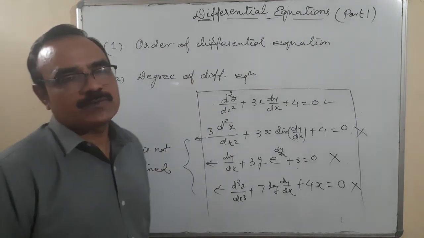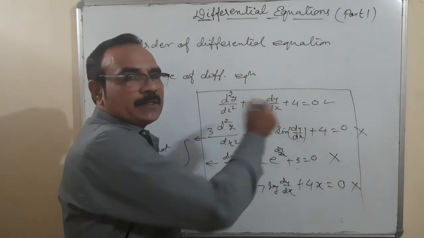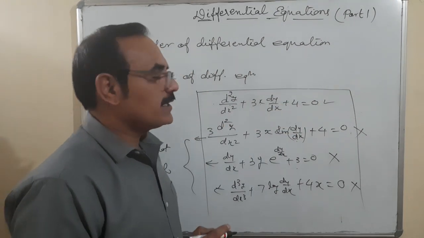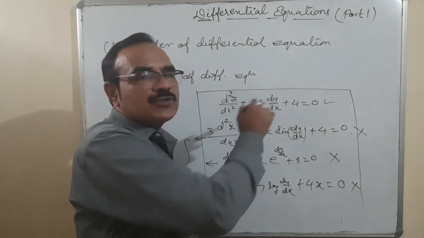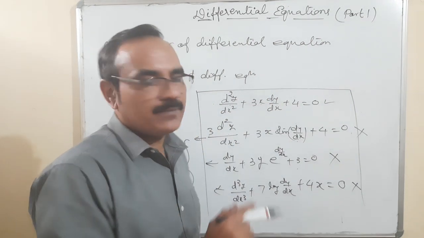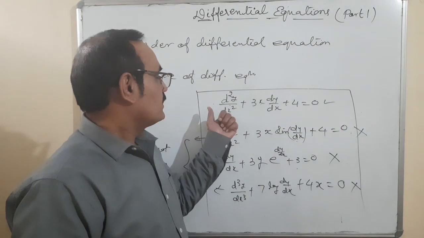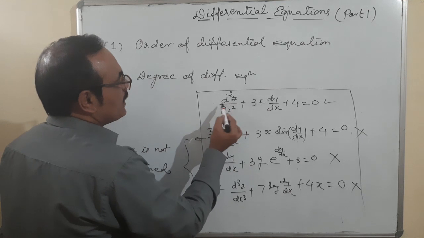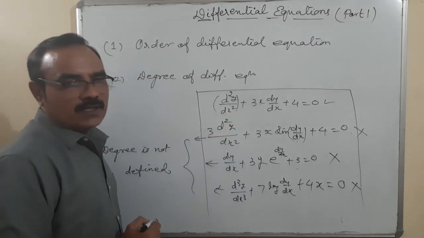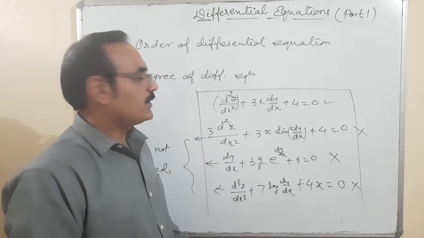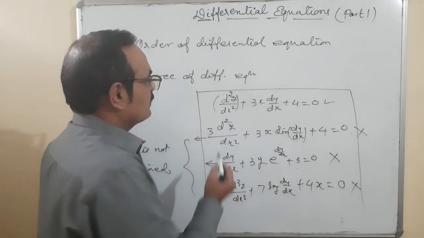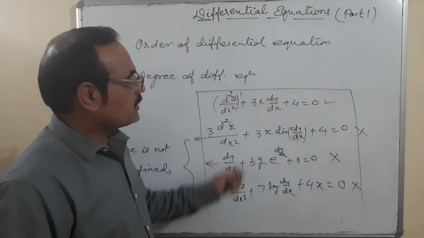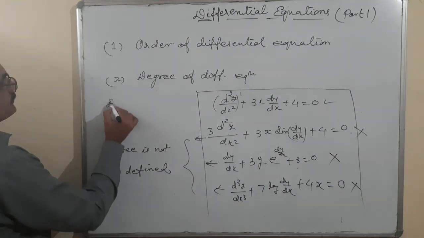Now let us go to the first one. This is a polynomial, yes. So what is the degree? First of all, we check the highest ordered derivative in this equation. The highest ordered derivative is d square y by dx square. And what is the power of it, that means the exponent? The exponent is 1. So its degree is 1.